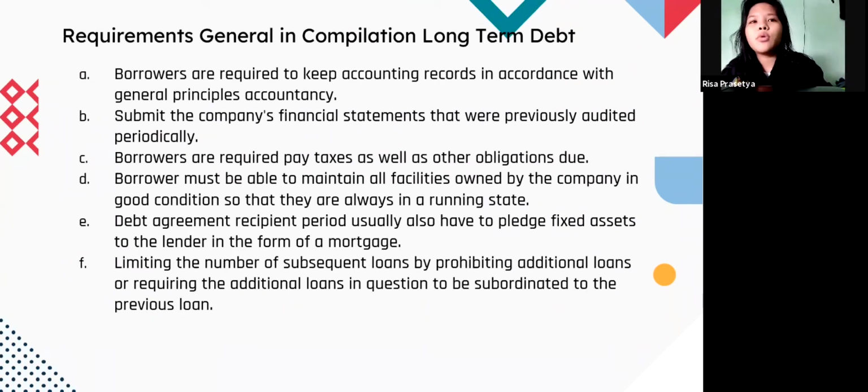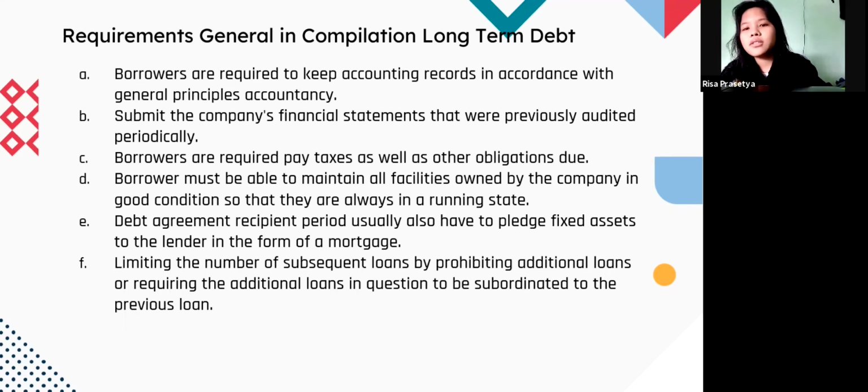Next are the general requirements for drafting a long-term loan agreement, which usually include the following. First, borrowers are required to keep accounting records in accordance with generally accepted accounting principles. Second, submit the company's previously audited financial statements periodically. The next is that borrowers are required to pay taxes as well as other obligations due. Next, the borrower must be able to maintain all facilities owned by the company in good condition so that they are always in running state.